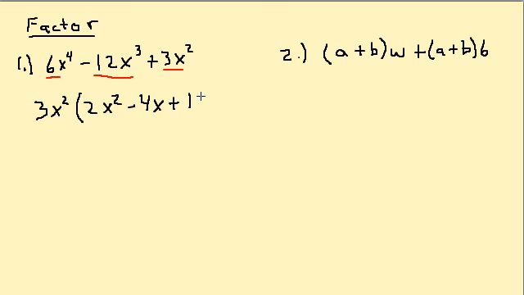Now, a common mistake people make is they put a 0 here, but that's not the case, because 3x squared times 0 is 0, and that wouldn't give me this term. So you've got to put the 1, because 3x squared times 1 is 3x squared. And here's my final answer.